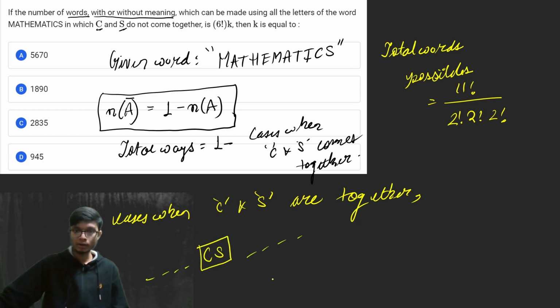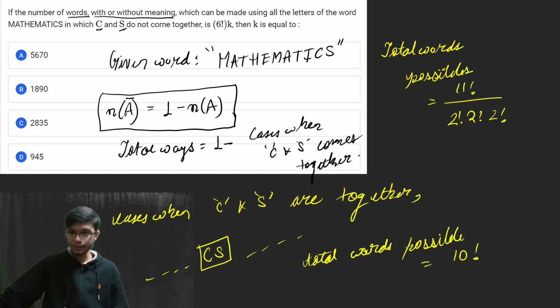So if you treat C and S as an identical quantity, and all the words are treated as individual words, so there can be total words possible. Okay, so total words which are possible are basically equal to, then instead of taking C and S as different letters, they're actually grouped as the same letter, so that will be reducing the total number of letters to 10. And out of these 10 letters, again M is 2 times present, A is 2 times present, and T is 2 times present, so that will be the total cases when C and S are together.